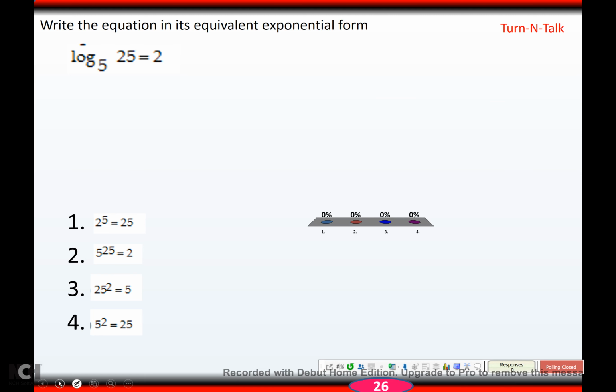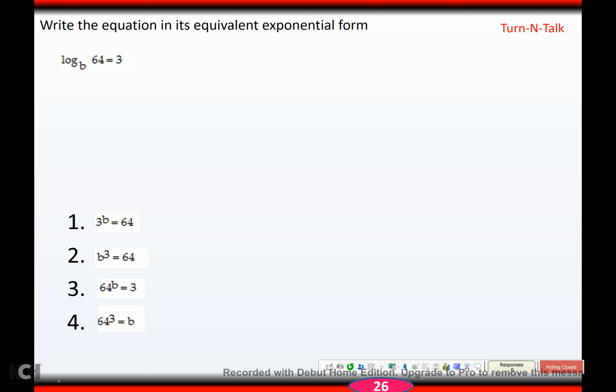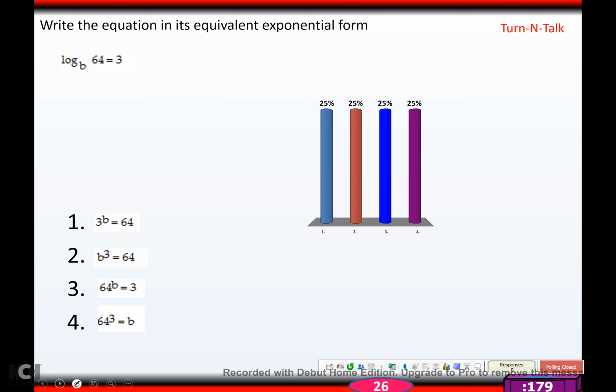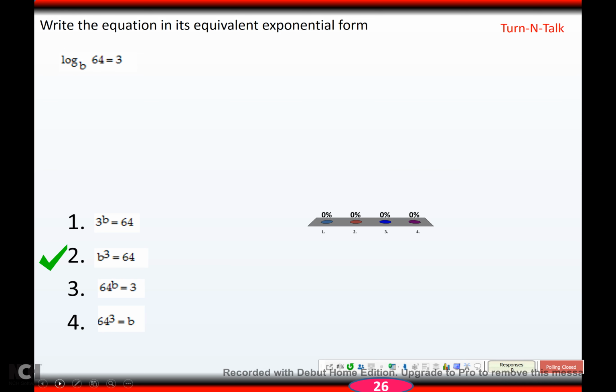And hopefully you got 4. When the log rolls over, the base moves over. So 25 drops, and I have the bug becomes the base on the other side. All right, try this one. Hit pause, come back when you're ready. And hopefully you got 2. When the log rolls over, the bug moves over. So 64 drops, and the bug becomes the base on the other side.